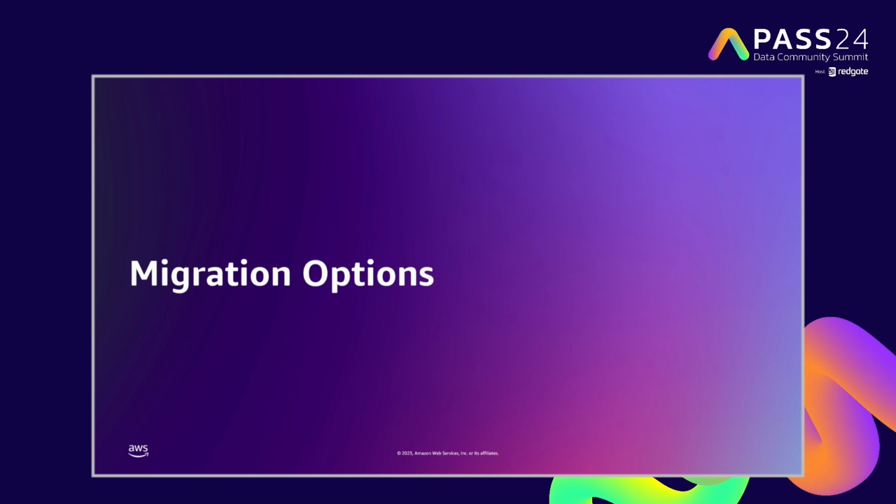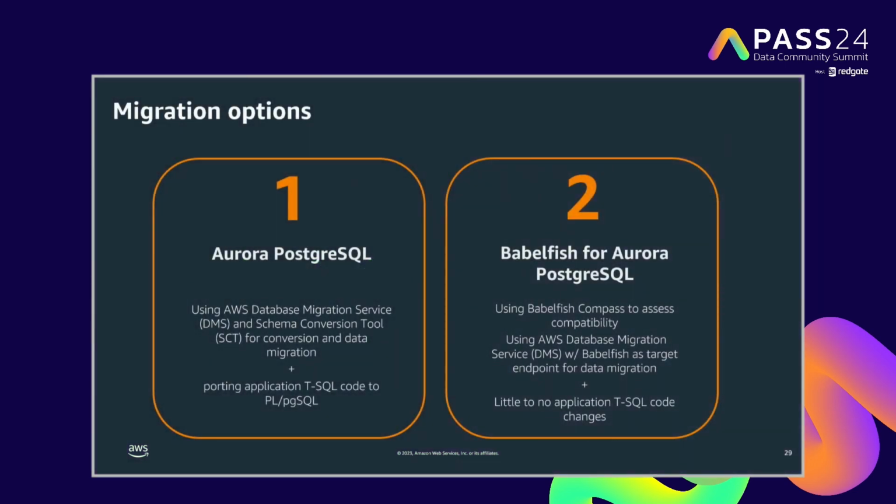That product is called Babelfish. So we have a product called Babelfish. It's called Babelfish for Aurora Postgres. And Babelfish for Aurora Postgres behaves exactly like SQL Server. Okay, but it's built on Postgres, so you don't need to pay for any licenses. And if you connect through the TDS endpoint, that means if you connect to Babelfish using SQL Server Management Studio, then it behaves like SQL Server.